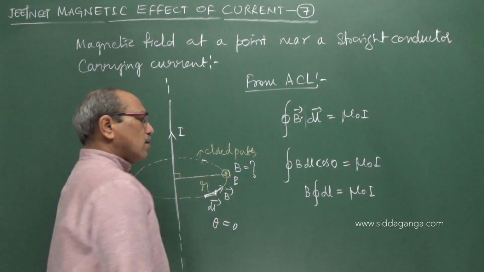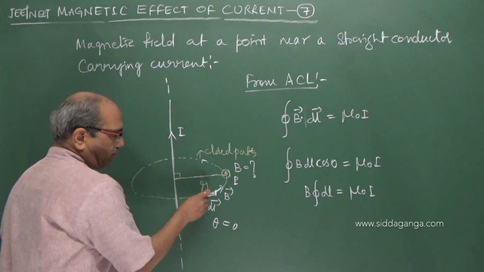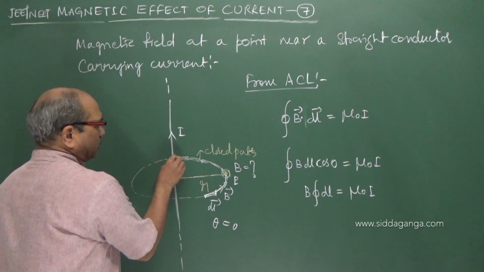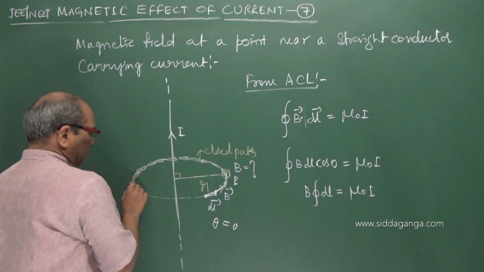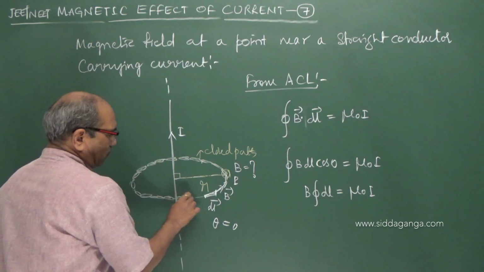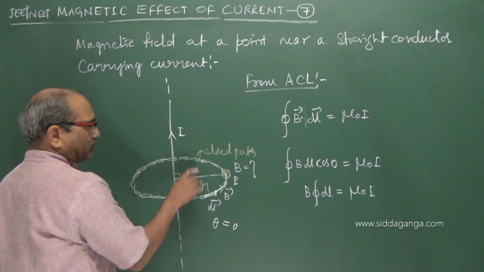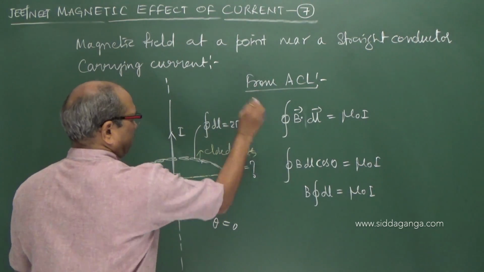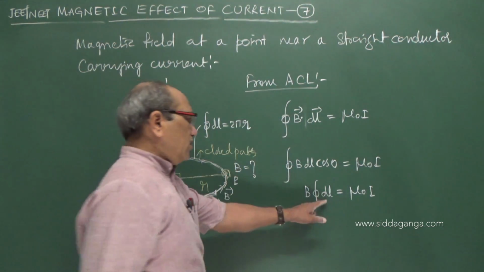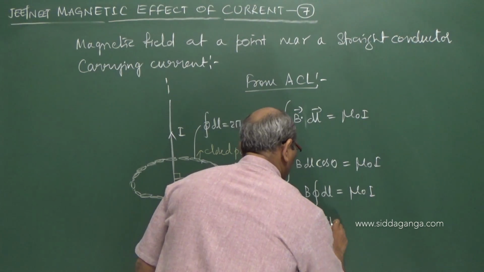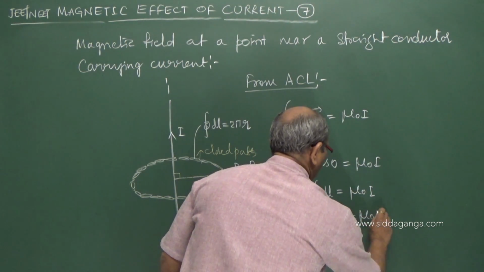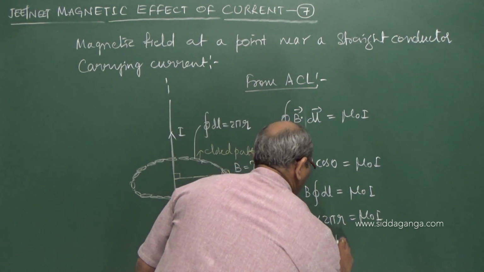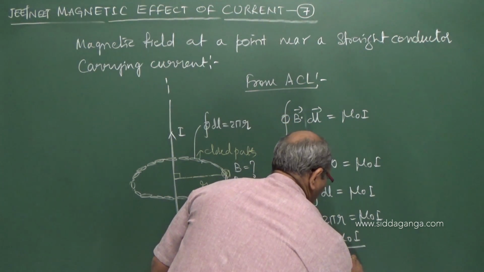Right? What is the integral of dl? If I extended this loop, how long is it? If such elements are joined together, it becomes a circle perpendicular to the length of the wire, of radius r. So the integral of dl becomes 2 pi r. So B into 2 pi r is equal to mu naught I. What is the magnetic field at P then? Mu naught I by 2 pi r.